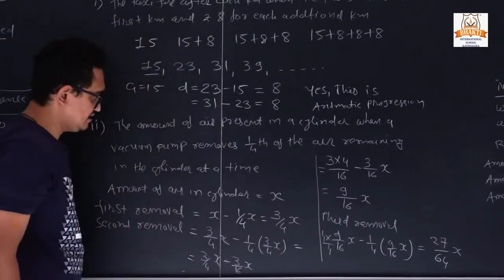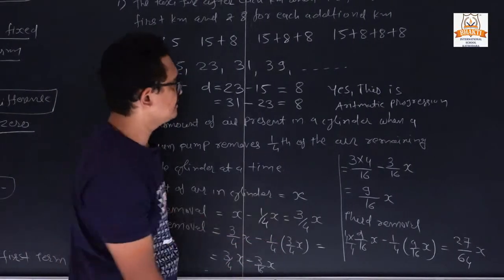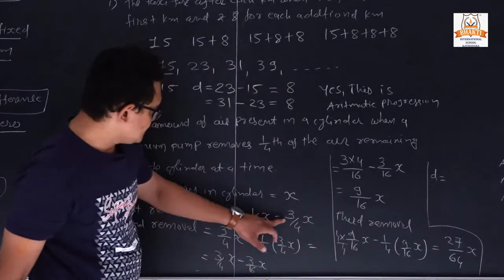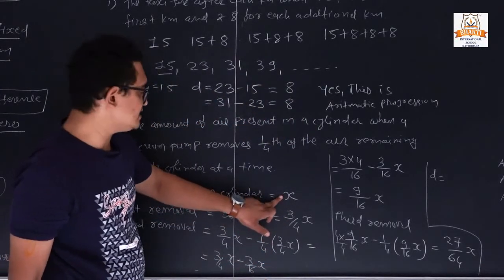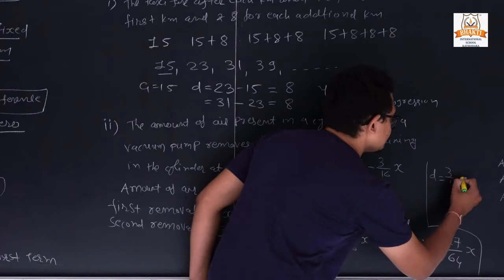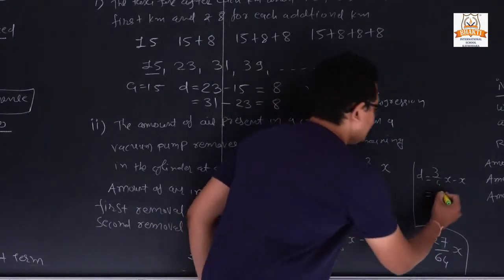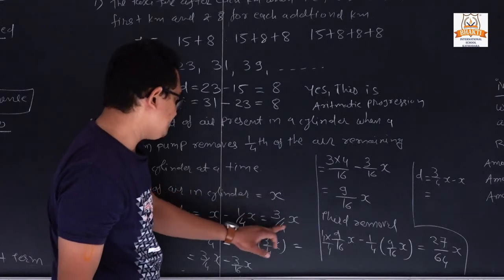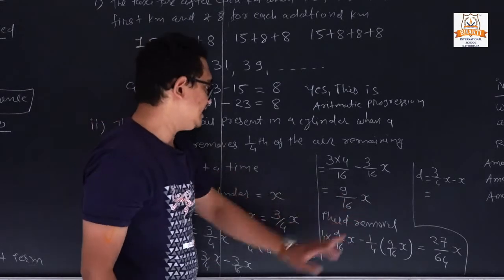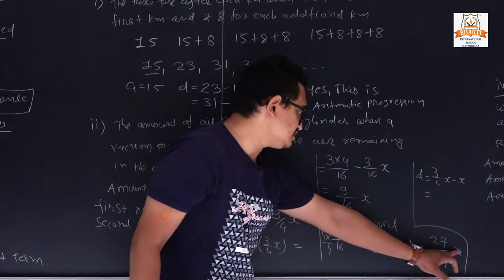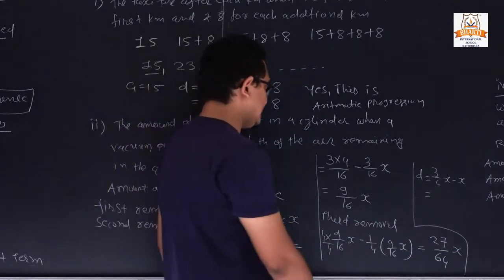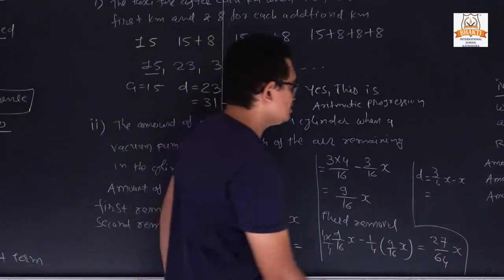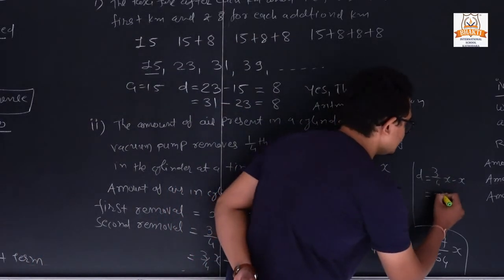Now see the common difference. If we take the difference, d is equal to second term minus first term. The series is like that: x, 3 by 4 x, then 9 by 16 x, then 27 by 64 x. If we take the difference by subtracting 3 by 4 x minus x, what is our difference? It is minus x by 4.